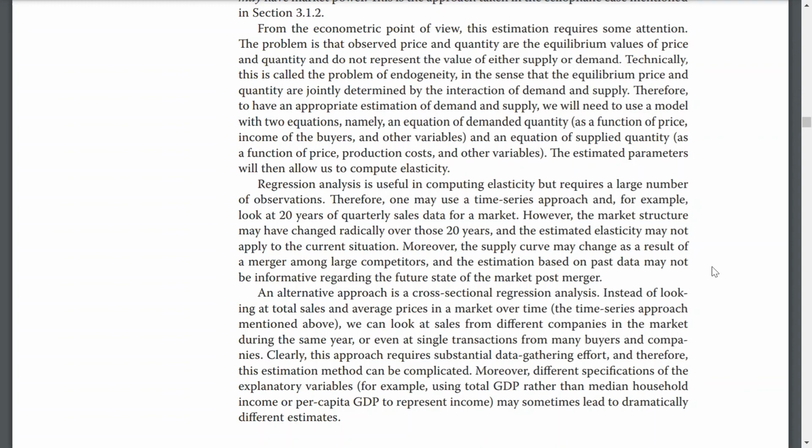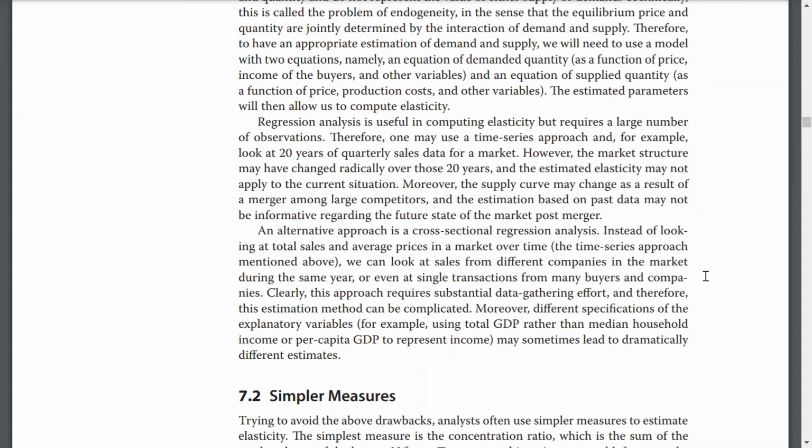Regression analysis is useful in computing elasticity but requires a large number of observations. Therefore, one may use a time series approach and, for example, look at 20 years of quarterly sales data for a market. However, the market structure may have changed radically over the 20 years, and the estimated elasticity may not apply to the current situation. Moreover, the supply curve may change as a result of a merger among large competitors, and the estimation based on past data may not be informative regarding the future state of the market post-merger.